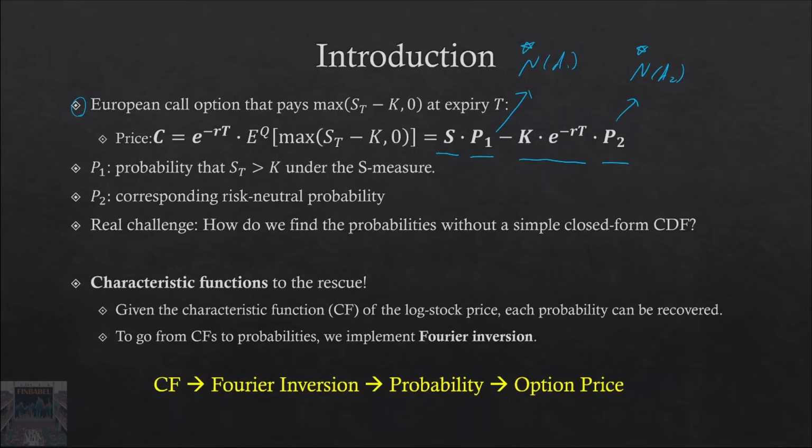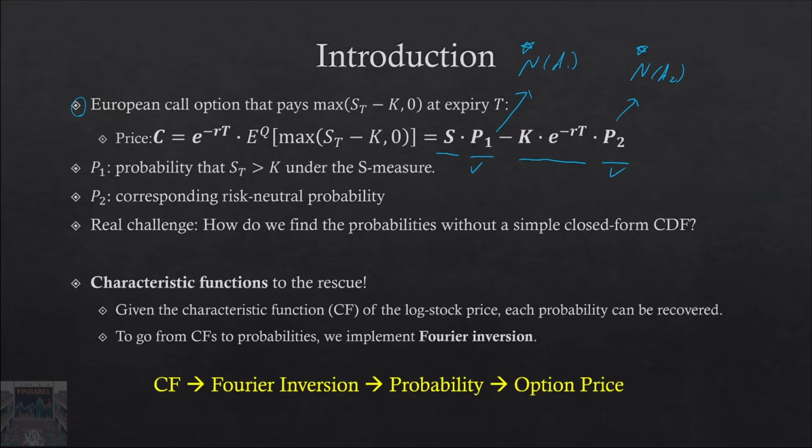But in this video, since we will deal with other distributions as well, I will write the probabilities as P1 and P2. Now, if we know that the log stock price follows a normal distribution, and we also know that the normal distribution has a closed form CDF, we can almost immediately compute P1 and P2 and naturally the call price. However, in many models, we do not actually know the distribution of the terminal stock price in closed form.